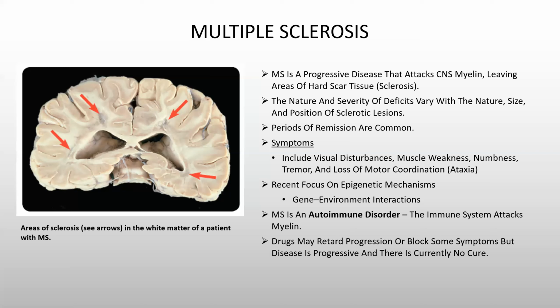Periods of remission are common, but again, it is a progressive disease and there is no cure at this time. Symptoms include visual disturbances, muscle weakness, numbness, tremor, and loss of motor coordination. Recent focus has been on epigenetics, which is the interaction of the genes and one's environment. We do know that MS is an autoimmune disorder. The immune system is actually attacking itself and attacks that myelin. Drugs may retard progression or block some symptoms, but the disease is progressive without a cure.